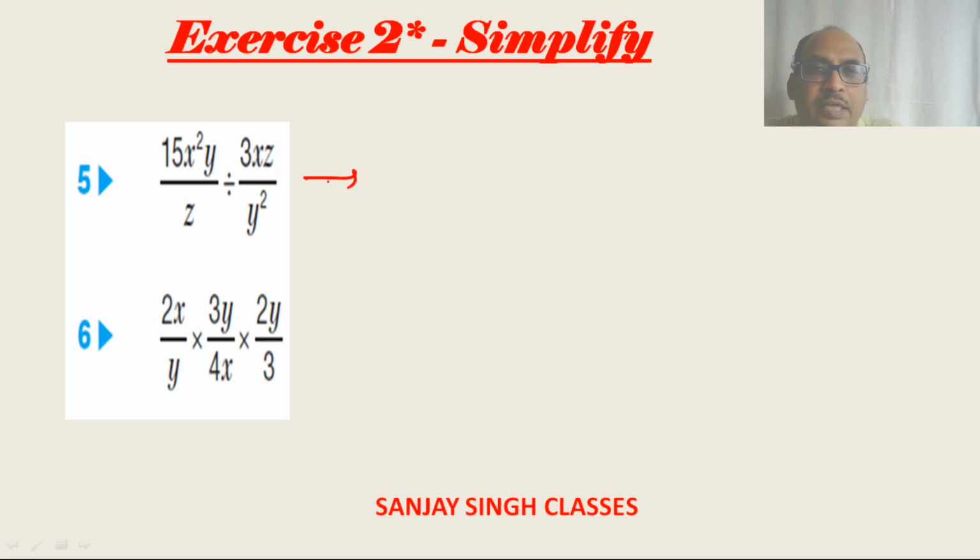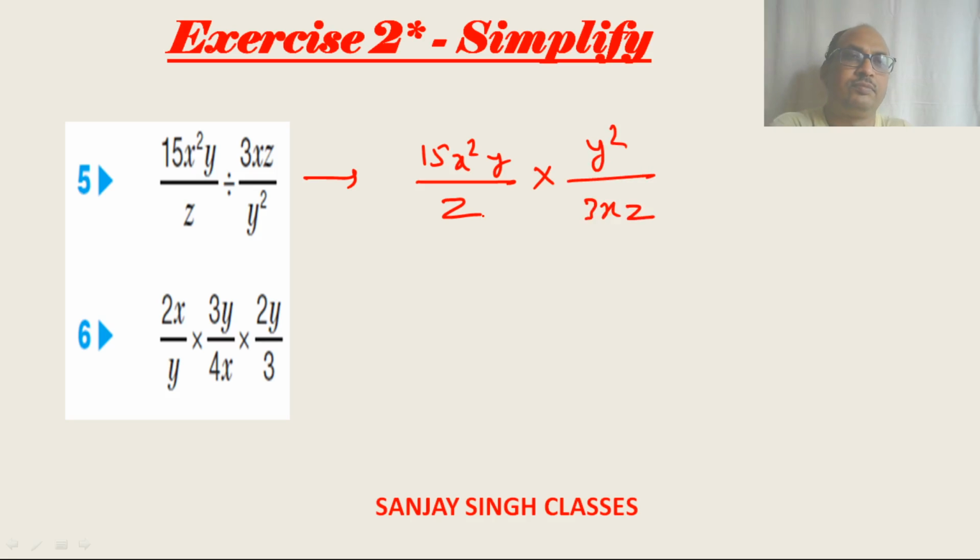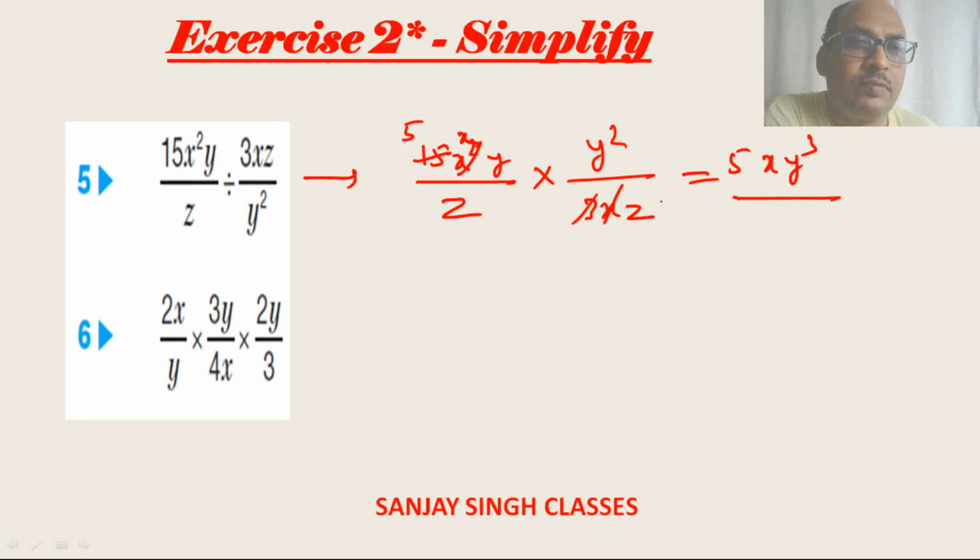Right. Here it is 15x square y by z into y square by 3x z. Okay. So this x will cancel this x. z and z will be as it is, y square will be as it is. This 3 will cancel this 15 with 5. So it will become 5x y cube by z square.